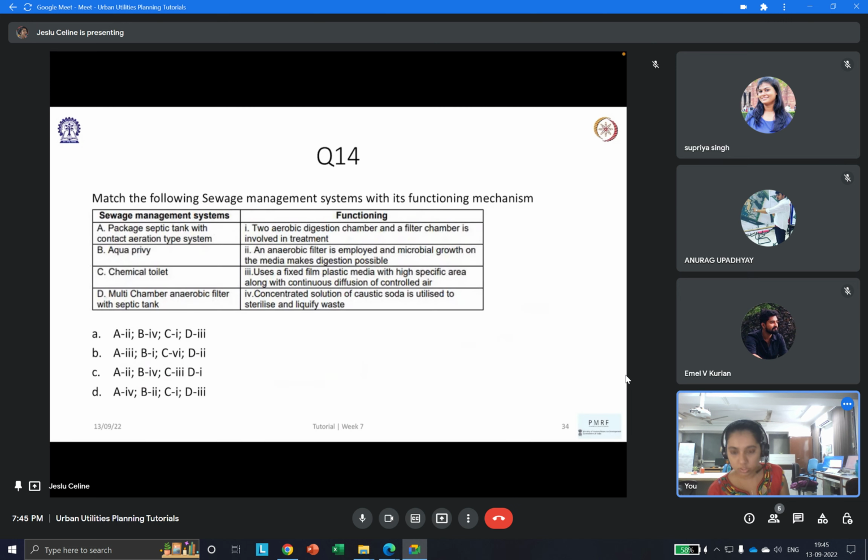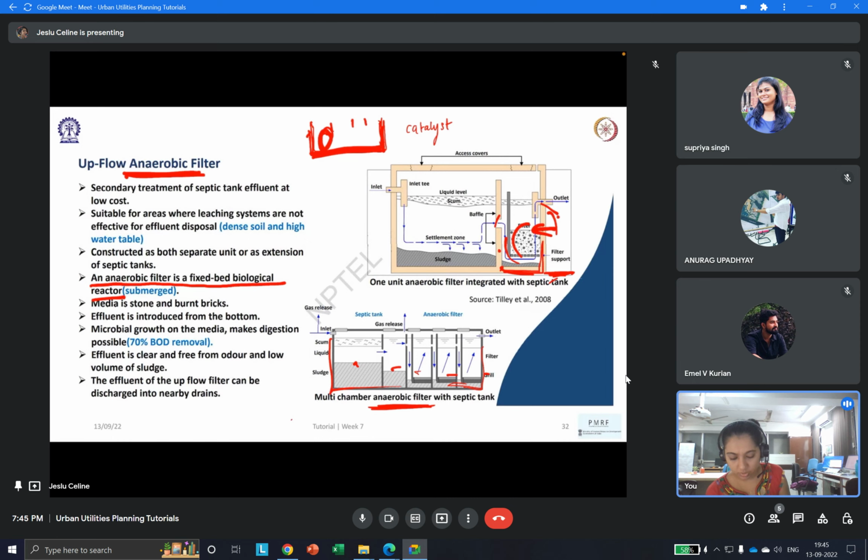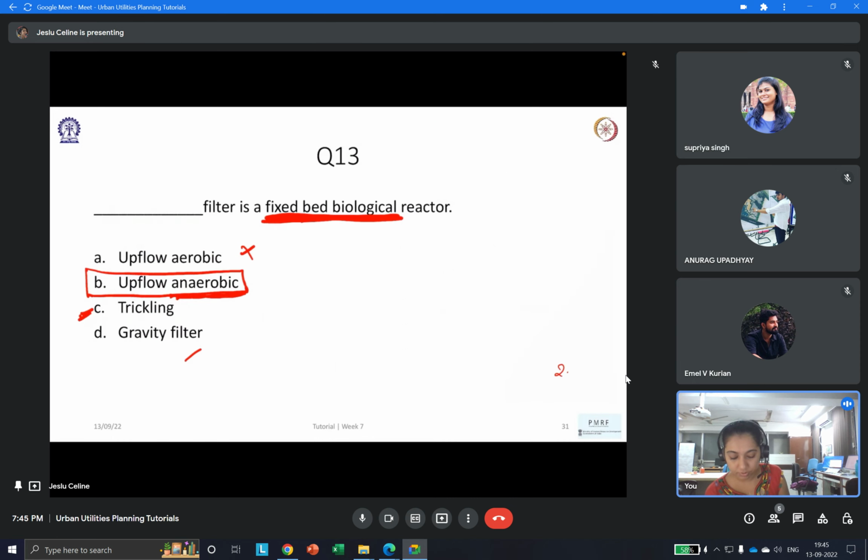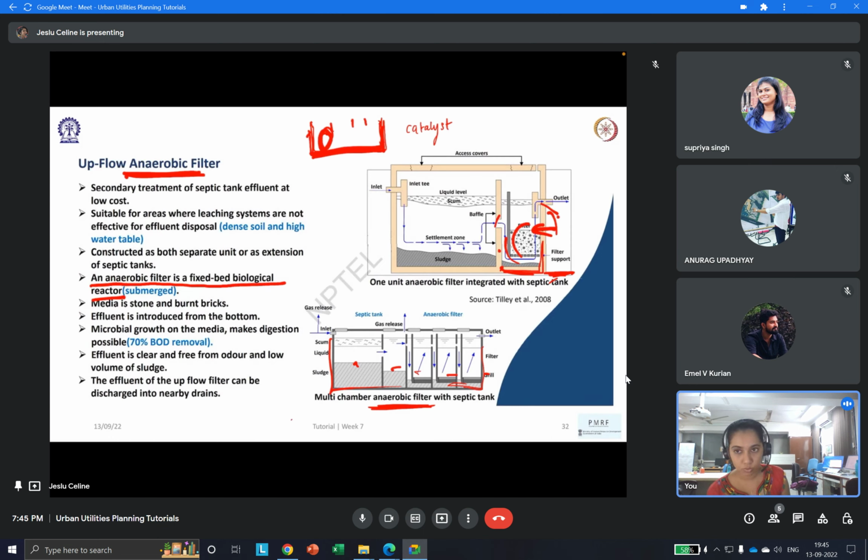And the last one was the gravity filter, which we learned in our previous session. We spoke about gravity pumps and all that. The gravity filter mainly makes use of gravity and filters in the process. So this one mainly talks about fixed bed biological reactors, and there is only one biological reactor here, that is the upflow anaerobic filter. Fine.